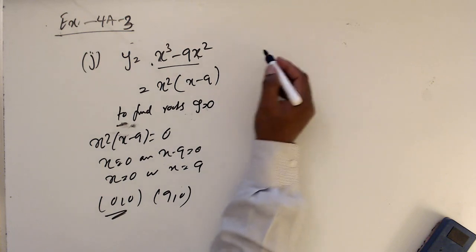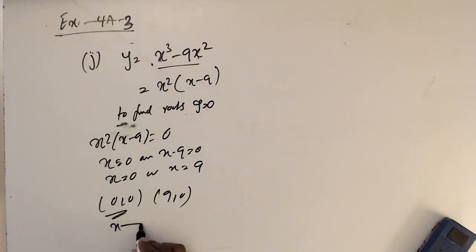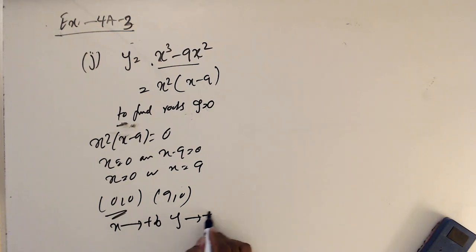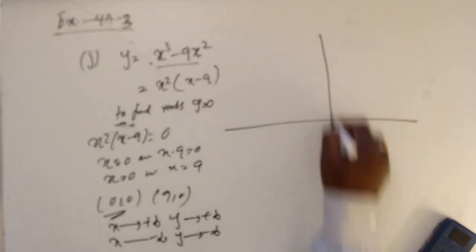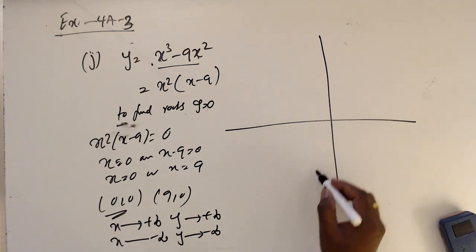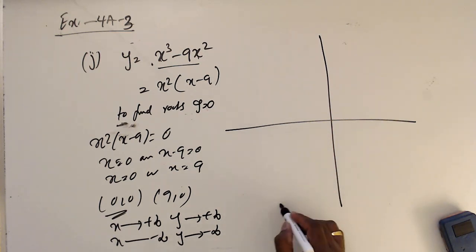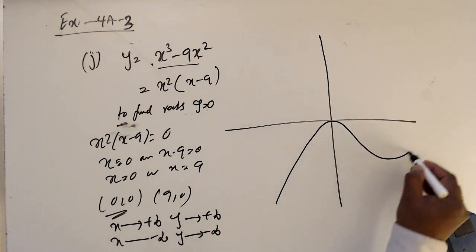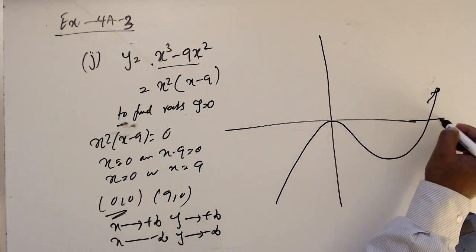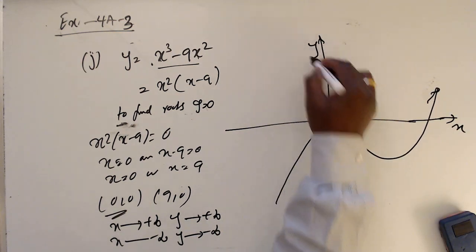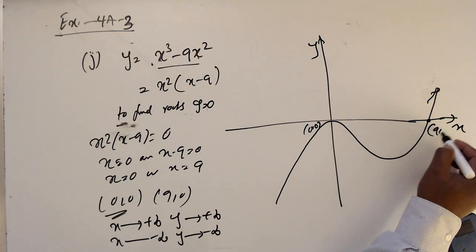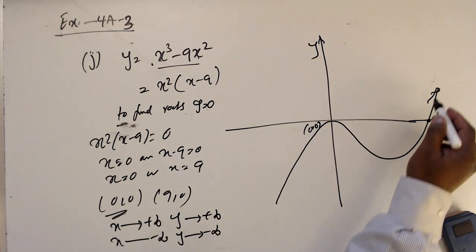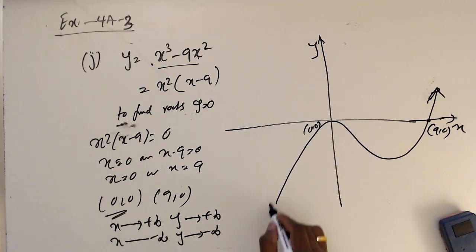And this is positive. As a result, we know that as x goes to positive infinity, y goes to positive infinity, and as x goes to negative infinity, y also goes to negative infinity. This is (0, 0), and this is (9, 0).